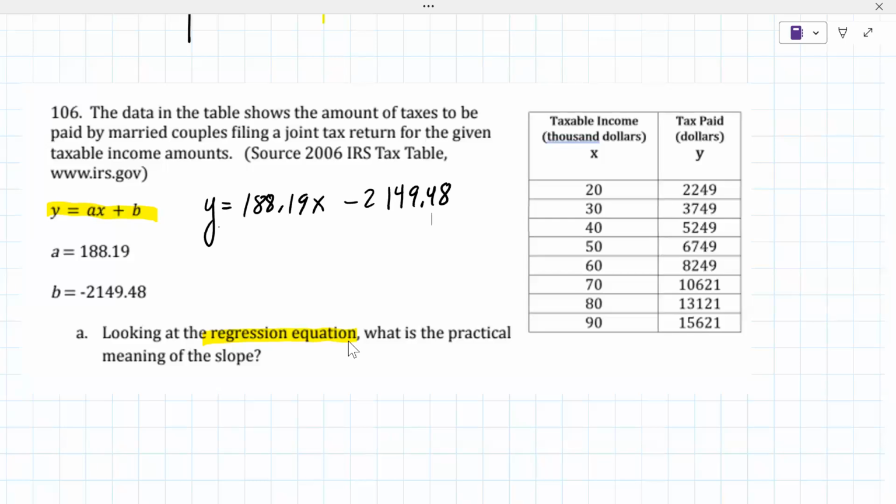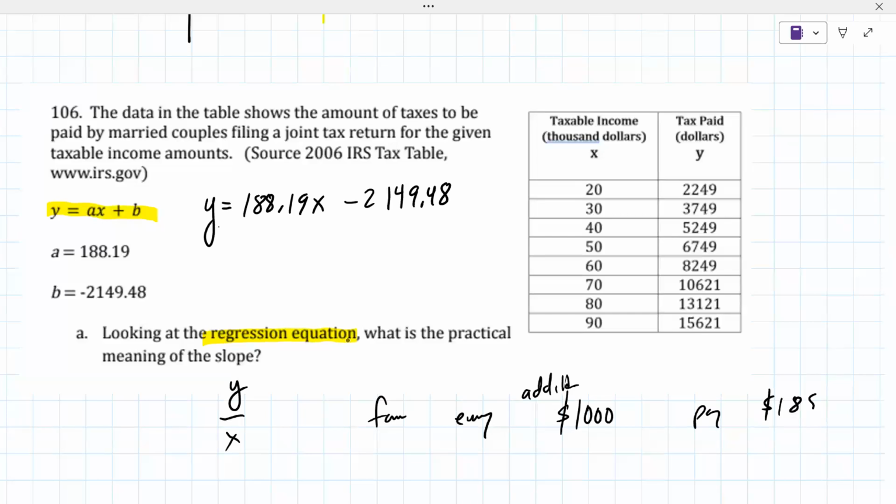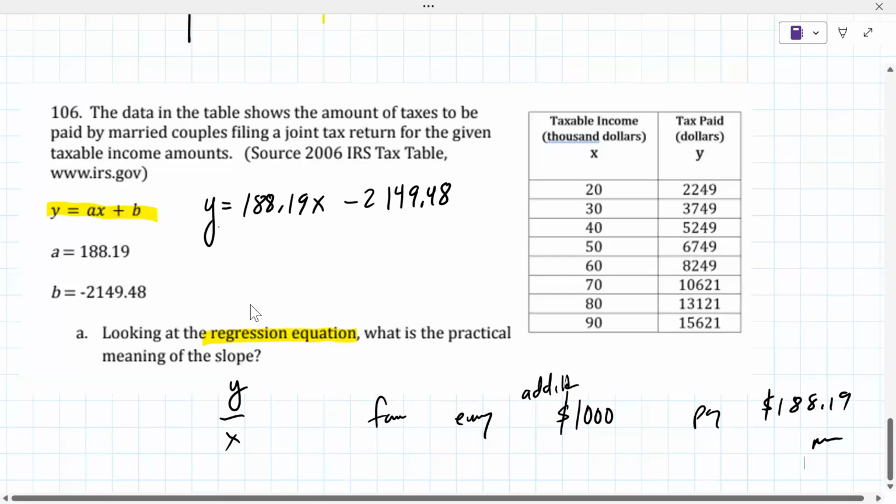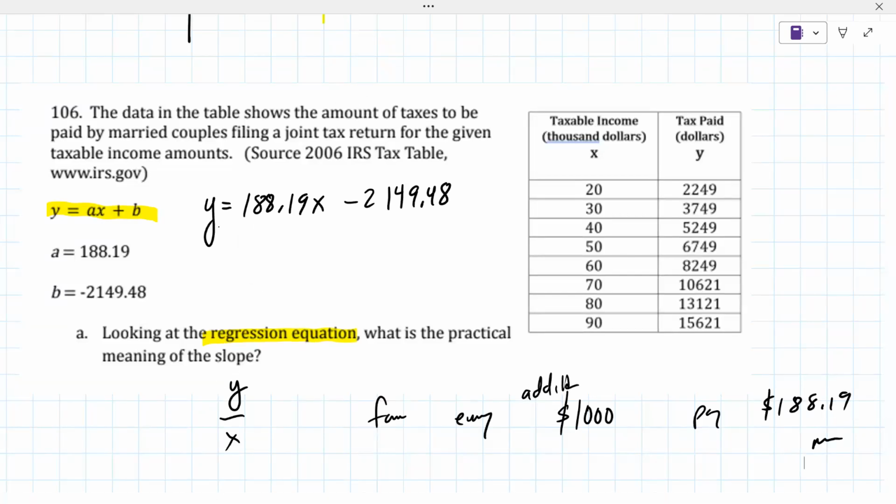Now, the practical meaning of the slope is a sentence that says what the slope means. For every $1,000 in additional income, you pay $188 more in tax. Yep. Wish that were true. It's actually a lot more than that. It's not linear.